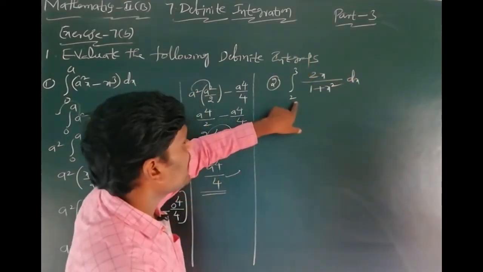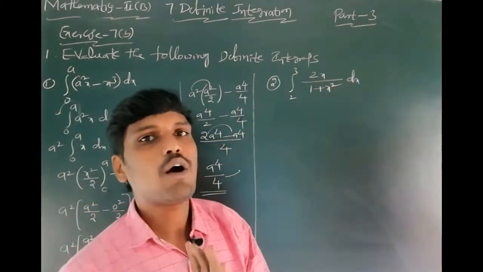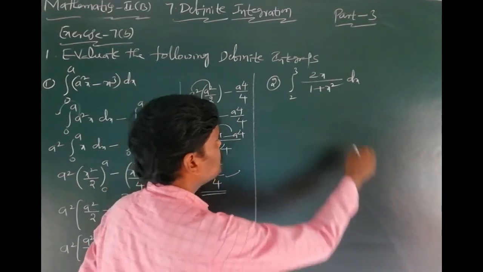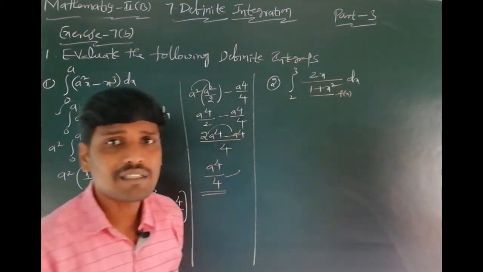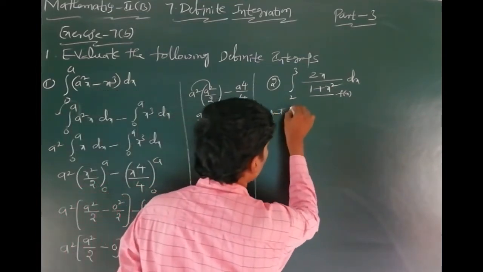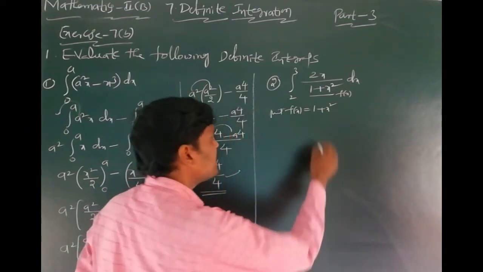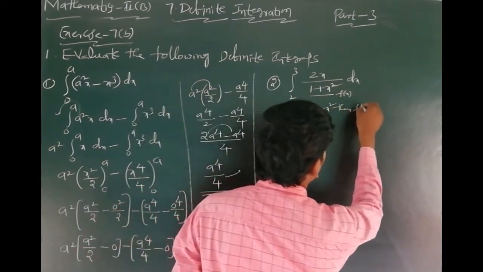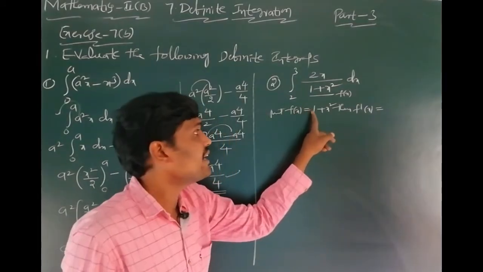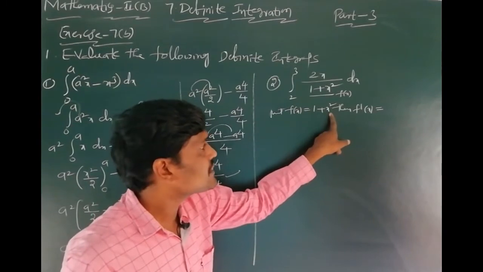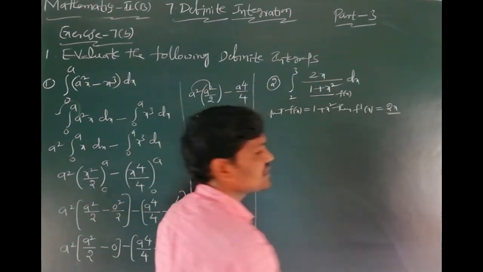What is the second problem? Integral 2 to 3 of 2x by (1 plus x square) dx. Here observe, students, suppose this is f of x. What is the derivative of 1 plus x square? Suppose we put f of x equal to the denominator, 1 plus x square. Then f dash x is the derivative of 1, which is 0, plus the derivative of x square, which is 2x. Here f dash x is 2x.